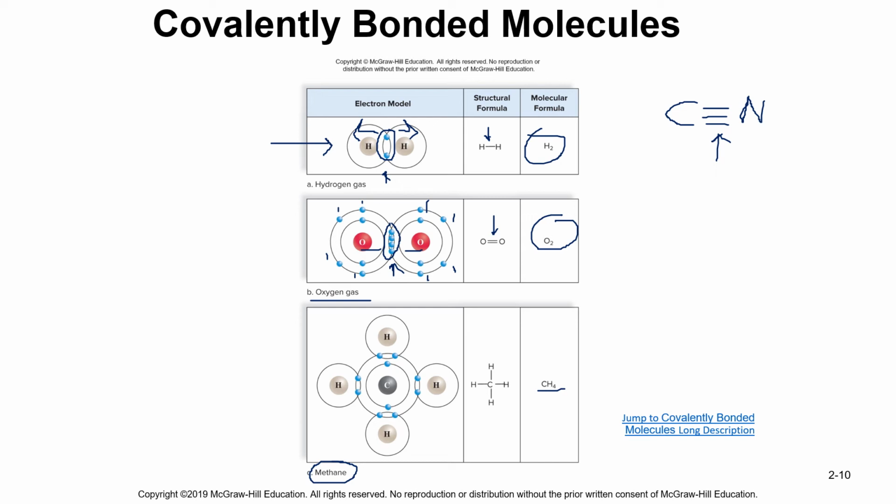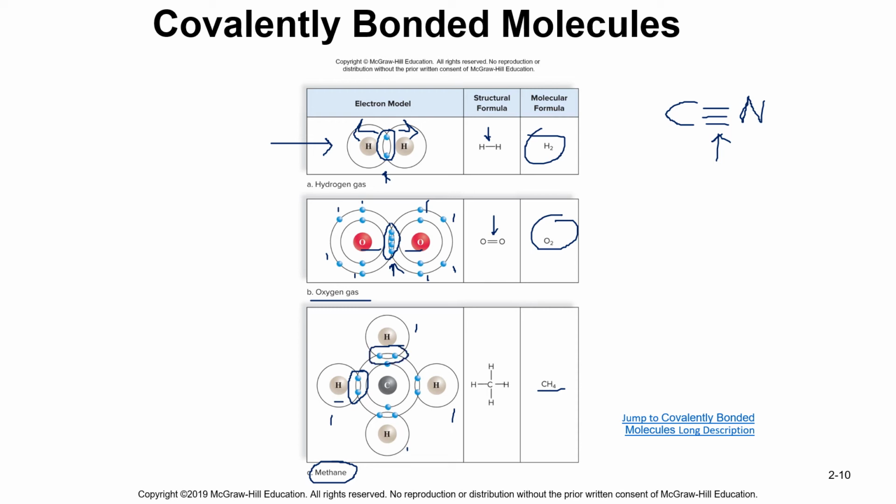Hydrogen atoms, again, are in group 1, period 1. So they have 1 electron. They need 2 to complete their valence shell. So if carbon needs 4 and each hydrogen donates 1, then you need 1, 2, 3, 4 hydrogens. They'll each share 2 with the carbon.